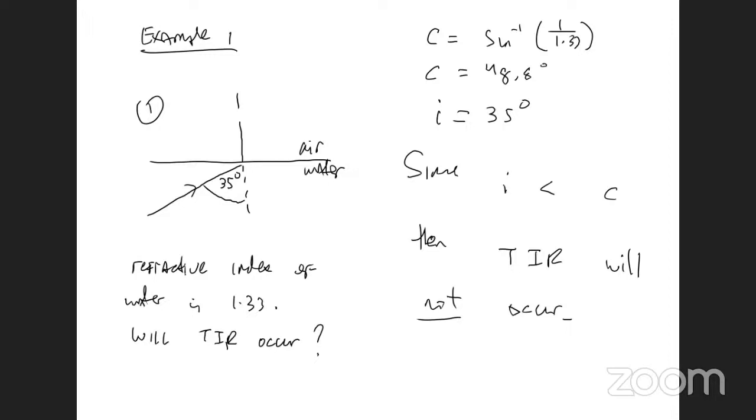So you're losing marks if you don't put your statement on. Yeah, you need a statement. Right, I is less than C, so therefore total internal reflection will not occur. Right?